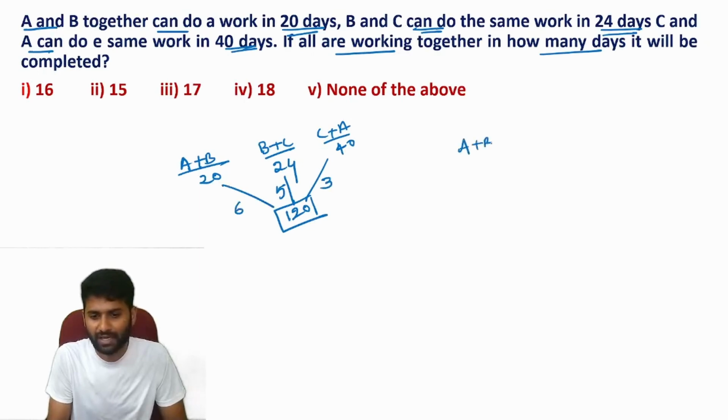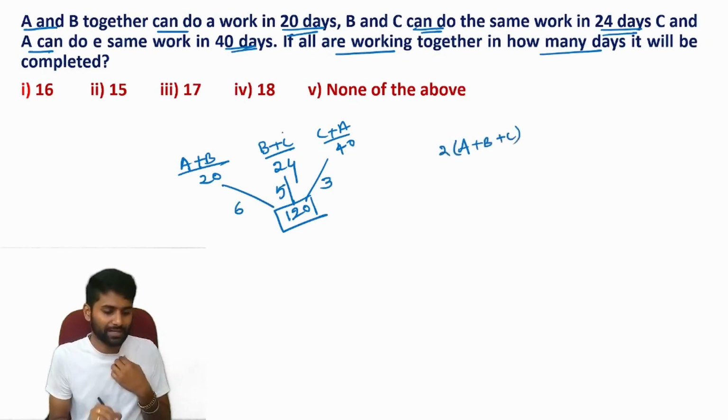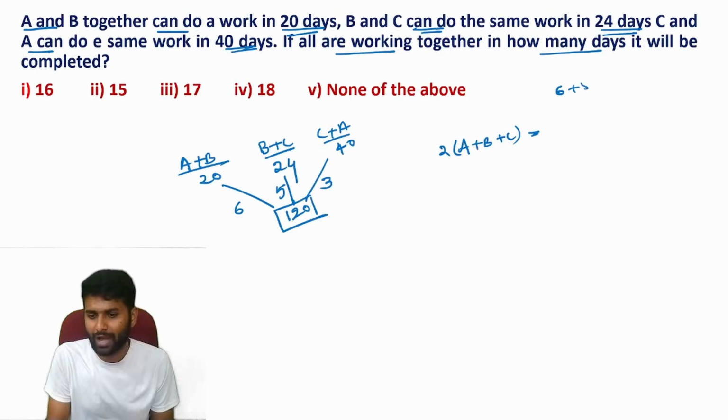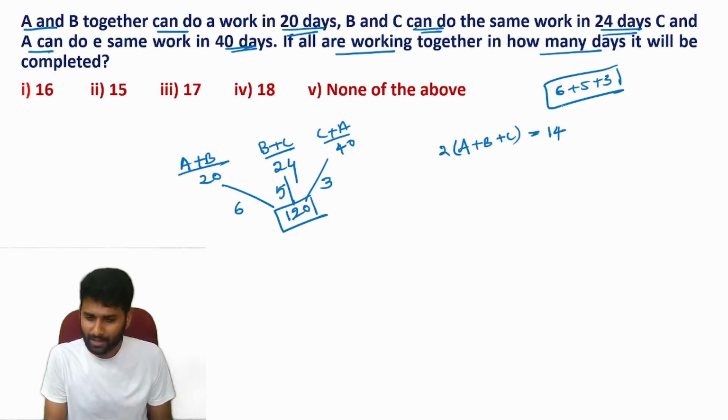Let's take A plus B plus C. You will get 2 times, because A is repeated 2 times, B is repeated 2 times and C is repeated 2 times. If you add, you will get 2 times (A plus B plus C). Now you have to add all these efficiencies. If you add the efficiencies, you will get exactly 14. So the efficiency of A plus B plus C is equal to 7 itself.